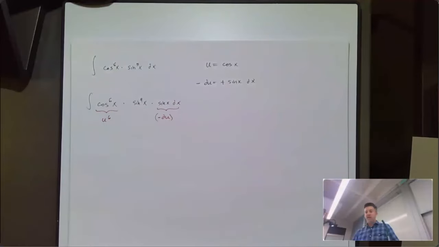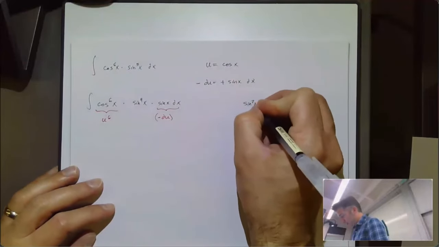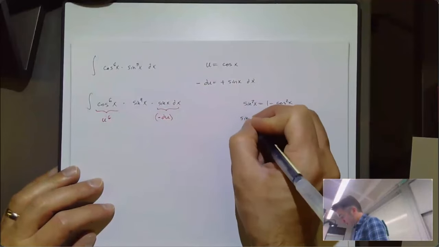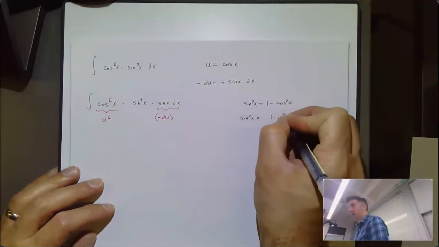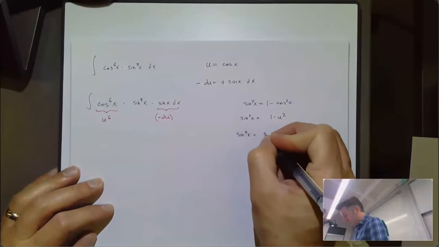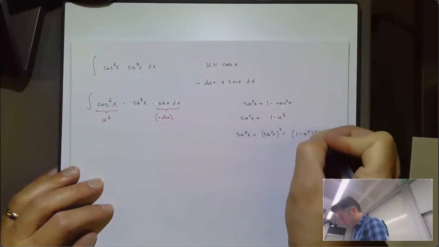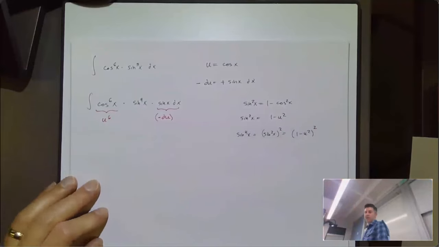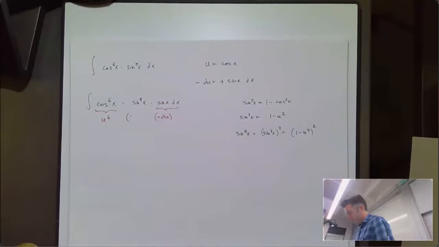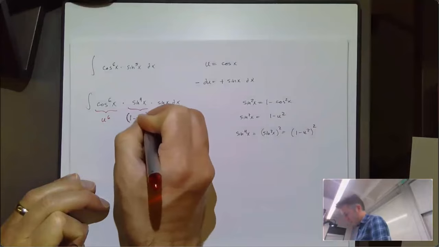There's my u to the 6th. For sine to the 4th, I have to be a little extra careful. So we know that sine squared x is equal to 1 minus cosine squared x, or in this problem, sine squared x equals 1 minus u squared. So then sine to the 4th is going to be sine squared squared. So that's going to be 1 minus u squared squared. It's a little messy, but it's fine. Here we have a 1 minus u squared squared.